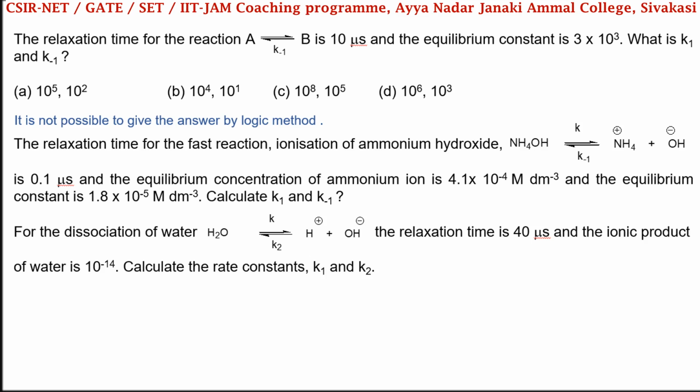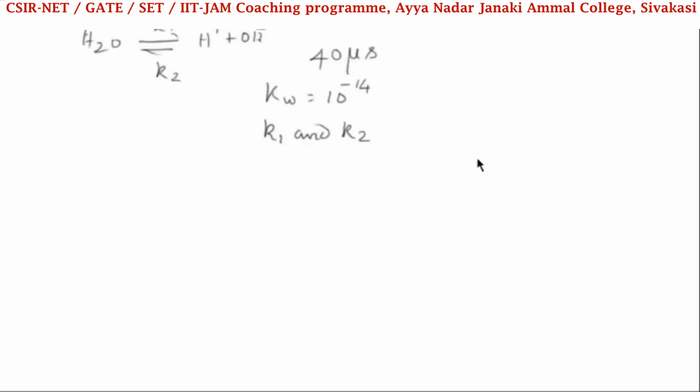For the dissociation of water, H2O reversible arrow, giving H plus and OH minus with K1 and K2. The relaxation time is 40 microseconds. Ionic product of water is 10 power minus 14. Calculate the rate constants K1 and K2. This is a very, very important one. Here, the ionic product of water is given.